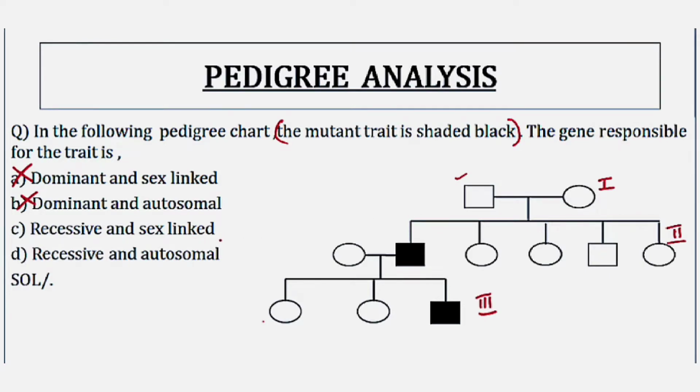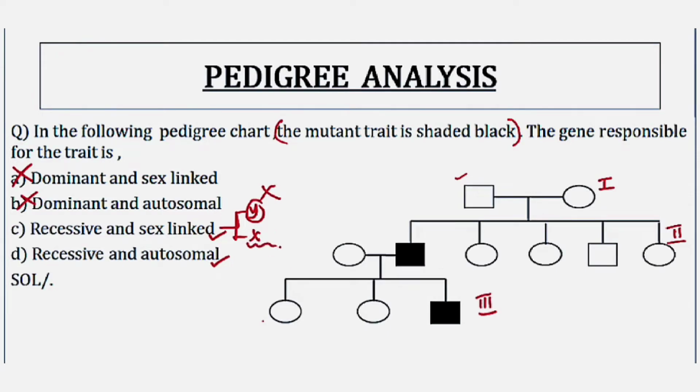Next we check whether it is sex-linked or autosomal. In sex-linked, we have two more types: Y-linked or X-linked. If it is Y-linked, then all the males should be affected. So check whether that is right or not. From the first generation and second generation, we come to know that it is not Y-linked, because in the first generation, one male is unaffected. In the second generation, out of two, one is affected and one is unaffected. So it is not a Y-linked mutant trait.